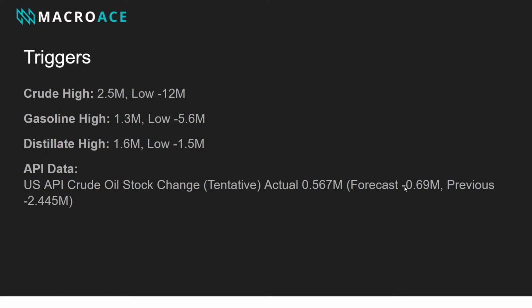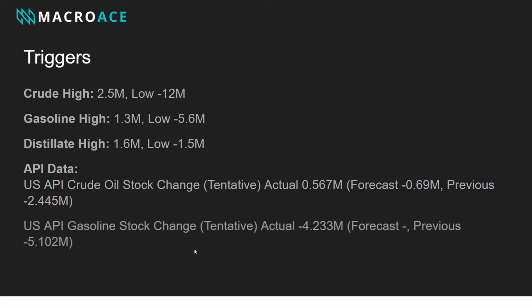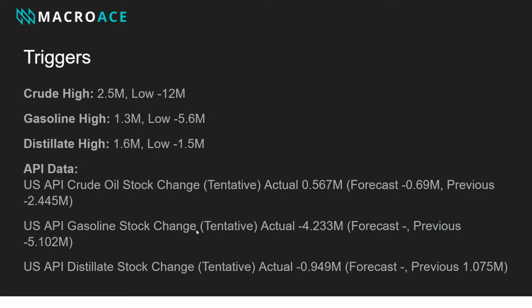So it did come in as a build, but it was a much stronger build than expected. Gasoline stock change actual was minus 4.233 million compared to the prior minus 5.1 million. Again, a build there. And then for the distillate stock change, similar to what we're expecting today, it did show a draw, coming in at minus 0.949 million compared to the prior of 1.7 million.